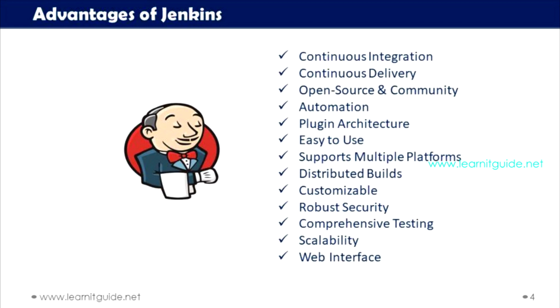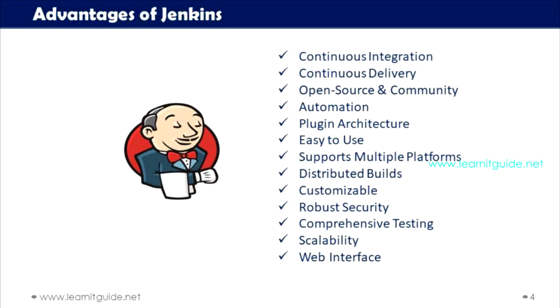The other advantage of Jenkins is plugin architecture. Jenkins offers a vast ecosystem of plugins that extends its functionality. These plugins help integrate Jenkins with various tools, technologies, and platforms. For example, if you have Ansible, Docker, Kubernetes or any other technologies, they can be integrated with Jenkins through these kinds of plugins, and then it is very easy to use.